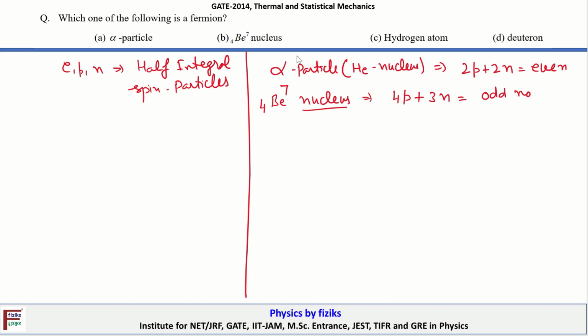Now let's take a look at the hydrogen atom. Hydrogen atom means protium. It consists of 1 electron plus 1 proton, and the sum is an even number. Now the deuteron.